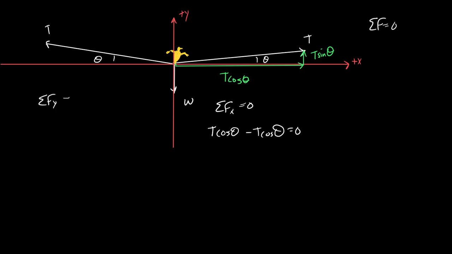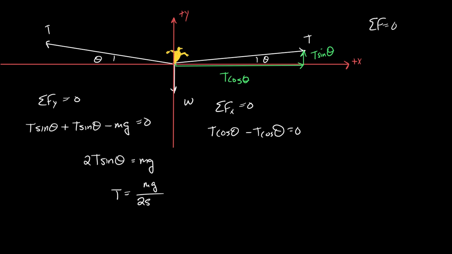Net force in the y direction also equals 0. That'll be T sine theta plus T sine theta minus mg equals 0. Now that's really the end of the problem once you get theta, because this will be 2T sine theta equals mg, or the tension is mg over 2 sine theta.